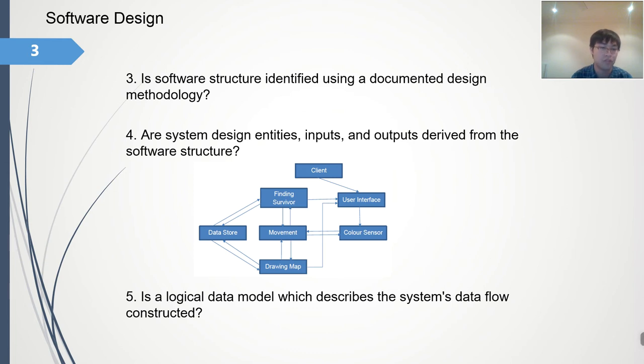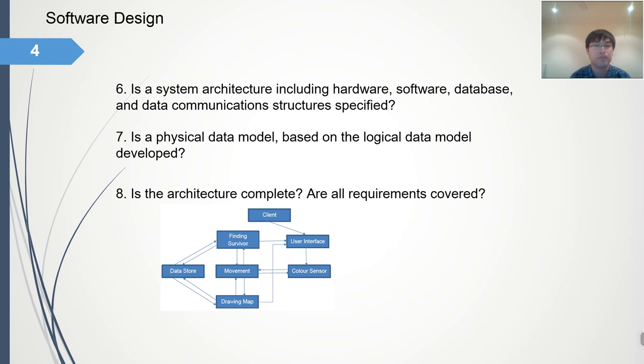For the fifth question, the logical data model for describing the system's data flow is not really complete. We only showed some relationships between the different components. For the sixth question, the hardware, software, and data communication structures are specified in the system architecture, but the database is not specified yet. For the seventh question, the physical data model is developed based on the logical data model.